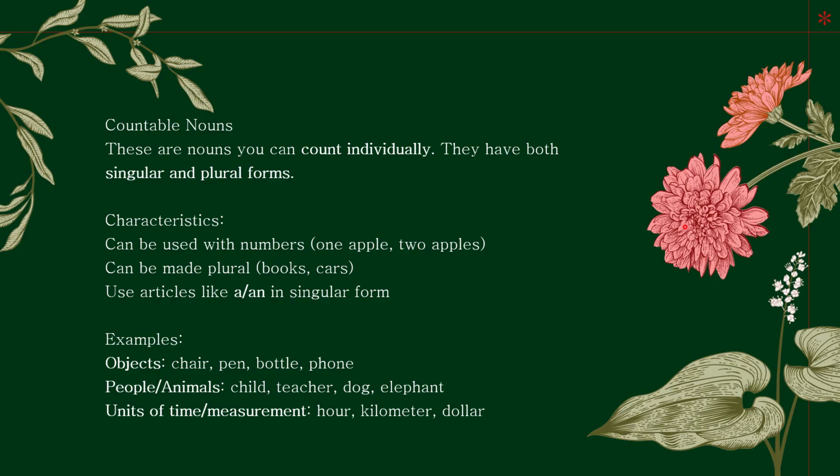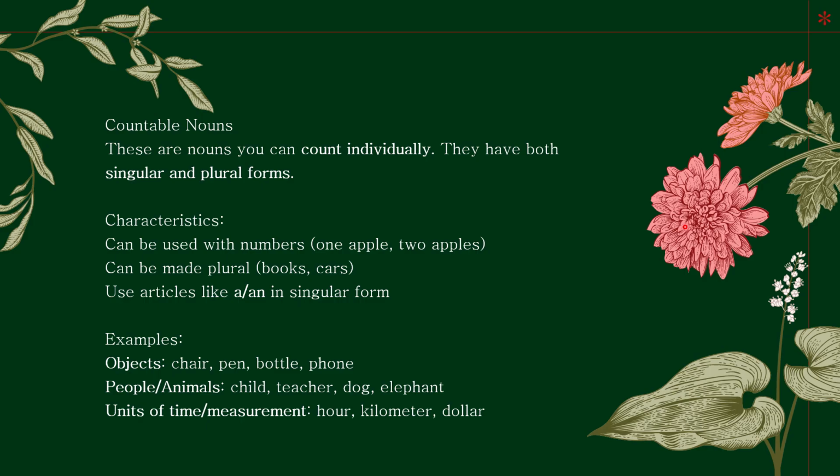Countable nouns. There are nouns which you can count individually. They have both singular and plural forms. So the characteristics of these nouns are they can be used with numbers, that is, you can count them, saying 1, 2, 3. So the examples here that we're going to quote is 1 apple, 2 apples, and they can be made plurals too. So book becomes books, car becomes cars, and they use articles like a and an.